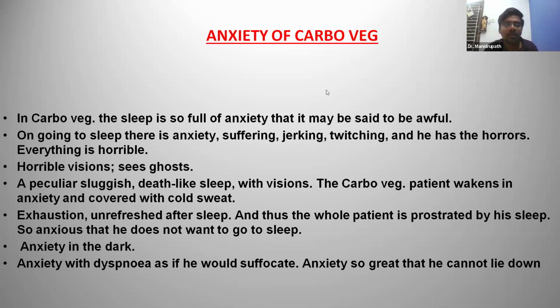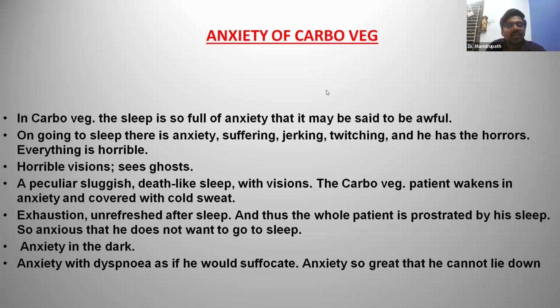Exhaustion, unrefreshed after sleep, and thus the whole patient is prostrated by his sleep, so anxious that he doesn't want to go to sleep. Anxiety in the dark, anxiety with dyspnea, suffocation, anxiety so great that he cannot lie down. This is the picture of anxiety.